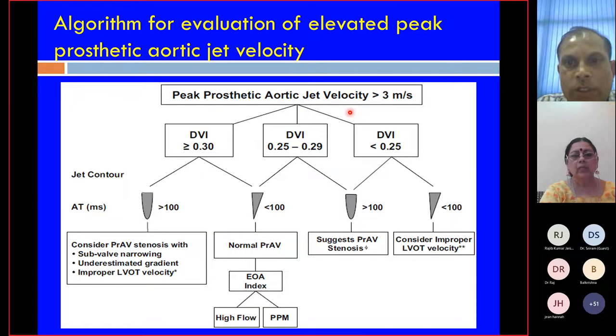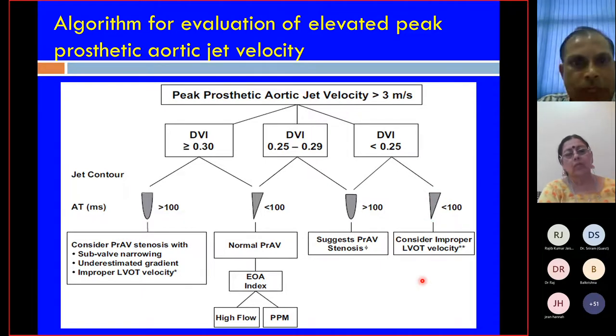If you find high velocity or high gradient, the next thing you should look for is the dimensionless velocity index. If it is normal, the contour is triangular, and acceleration time is less than 100, that suggests the prosthesis is normal. However, if the dimensionless velocity index is less than 0.25 and the contour becomes parabolic, with acceleration time more than 100, that suggests stenosis. If there is a discrepancy between the DVI and the shape and the acceleration time across the prosthesis, it may be because of flow acceleration in the LVOT.